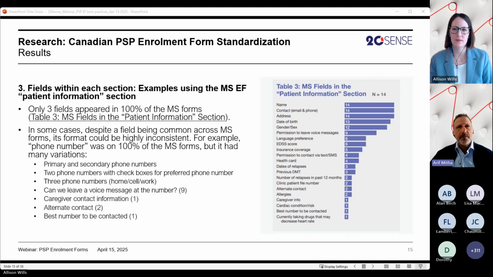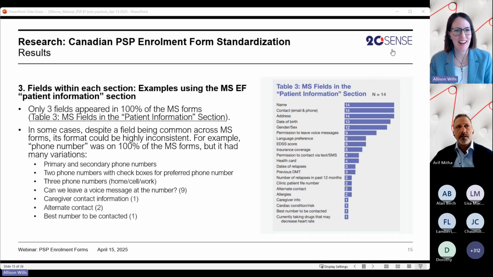And even though phone number was on all 14 forms, the way it was asked, the format of it, was quite different. Just to read some of the examples: primary and secondary phone numbers; 2 numbers with check boxes next to them for preferred phone number; 3 phone numbers, home, cell, work; can we leave a voice message, caregiver, alternate, best number to be contacted? So even though phone number was there, there was a lot of variation in how it was asked.